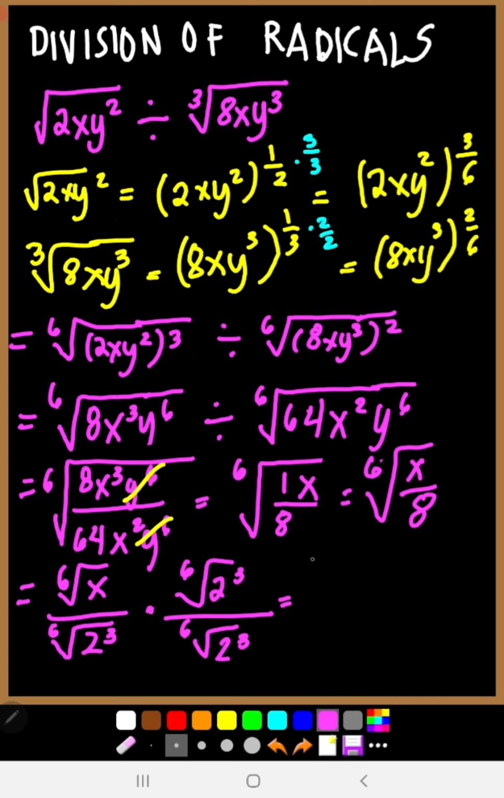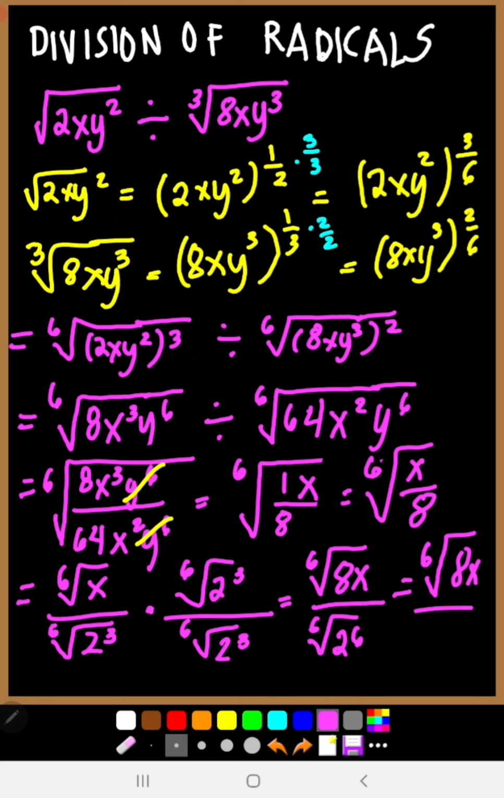So, magiging 6th root of 8x over 6th root of 2 raised to 6. And then, so, our final answer, cancel na siya. So, final answer natin is 6th root of 8x divided by 2. So, that is your final answer. Okay. So, there you have it. That is how you multiply and divide radicals.